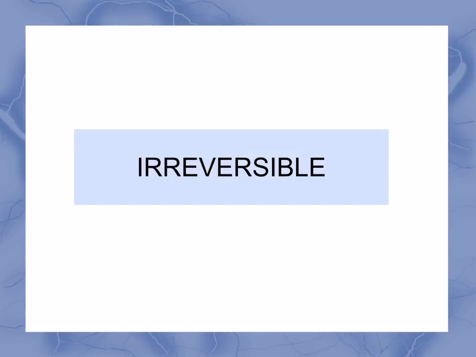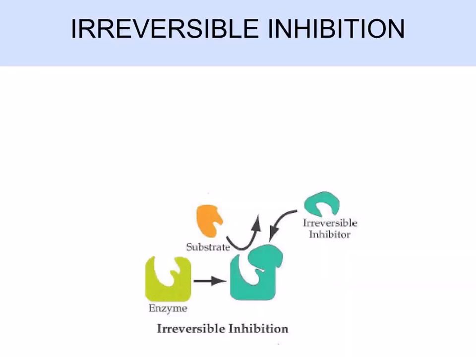Now we're going to move on to irreversible inhibition. So what is irreversible inhibition? Well, let's have a look at this picture here. You've got your enzyme, and when your little irreversible inhibitor comes along, it binds to the active site and it binds permanently there. So the substrate can't bind.